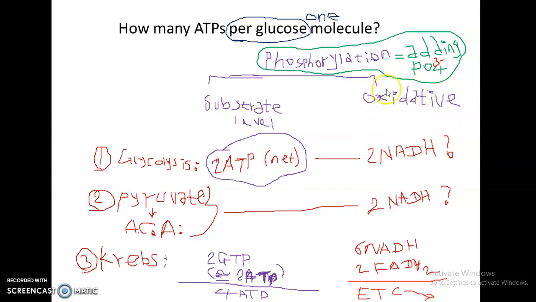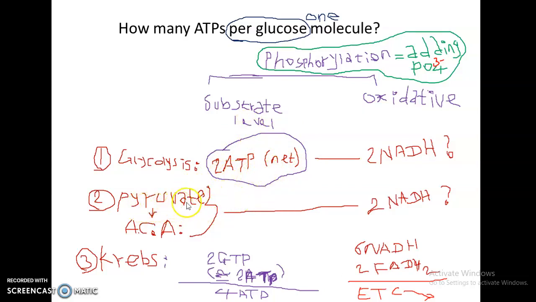This is the adding of phosphate to ADP to make ATP in or after the electron transport chain. In substrate level phosphorylation, for example from glycolysis, there are 2 ATP net. We know that 4 ATP are made in the process, but 2 are consumed in the first steps. Then you should subtract the consumed ones, and you will get 2 ATP. That is through substrate level phosphorylation from glycolysis.